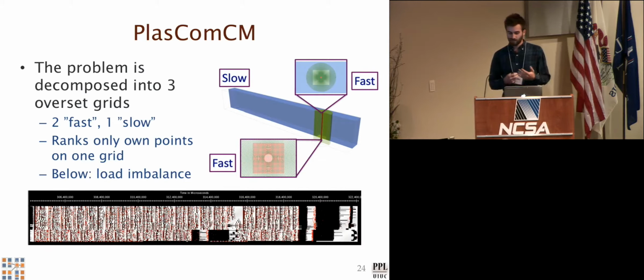For PlasComCM, the code is built around this idea of overset grids, where we're using 3 different grids for this particular problem. And the way that the multi-rate time integration is going to work is that we assign different speeds to the different grids, and each rank only owns points on one of those grids. So if we run this simulation on MPI without any overdecomposition or load balancing, this is on 128 cores here. The PEs are on the y-axis, and time is on the x-axis. The 80 or so ranks that own points on the fast grid have much more work to do than the points in the slow grid. And so we end up seeing these knock-on effects where some processes are waiting on communication on the network a lot more than others.